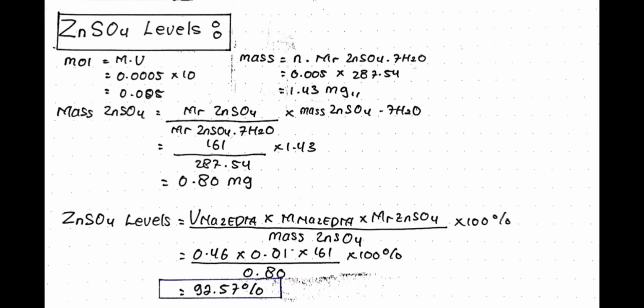So in this experiment, we want to know the zinc sulfate levels in zinc sulfate pentahydrate. After we calculate with the formula, we get 92.57% zinc sulfate levels in zinc sulfate pentahydrate.